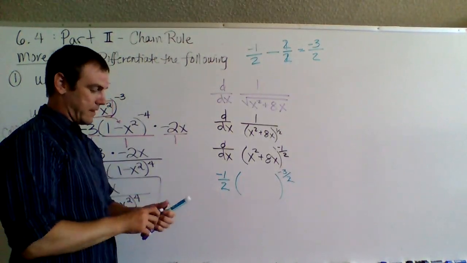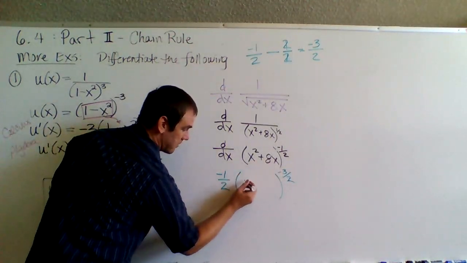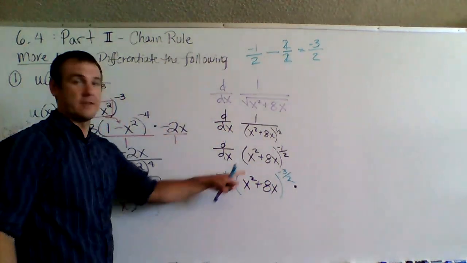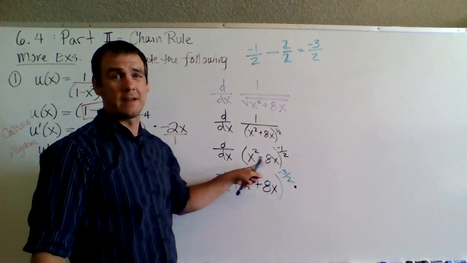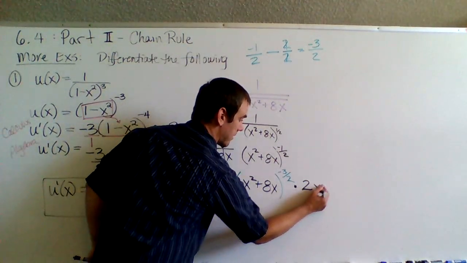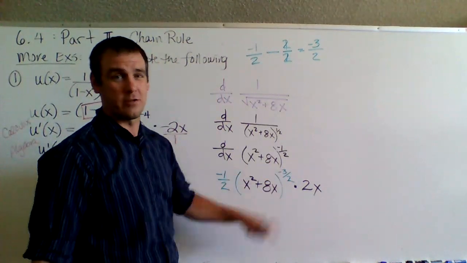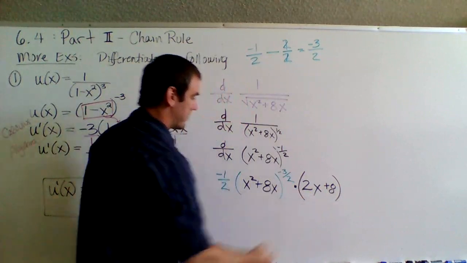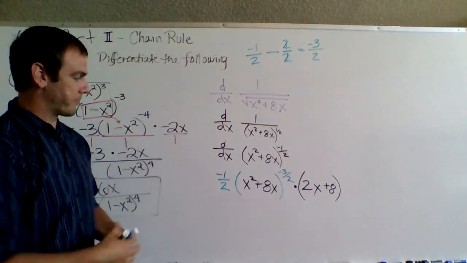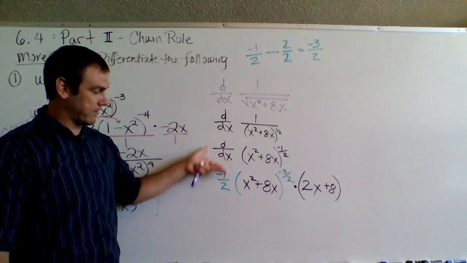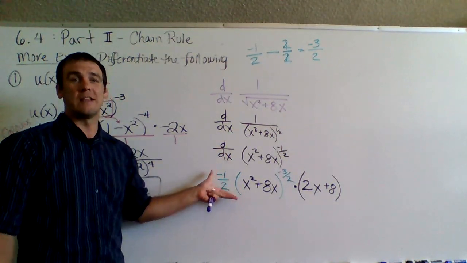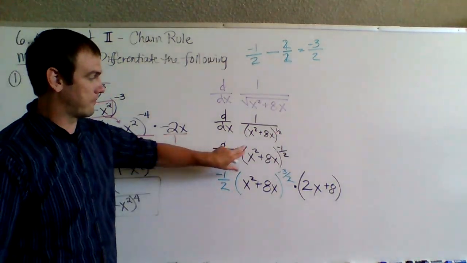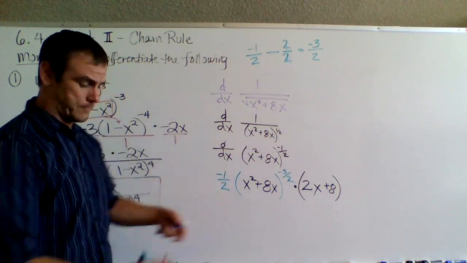Okay, so like I said, our inside is then going to stay the same. So we copy that part down, times the derivative of the inside. The derivative of x squared is going to be 2x. The derivative of 8x is just going to be 8. So plus 8. Remember your parentheses. Then we're just going to try to clean it up. Like one more time here, this is where I took the derivative. I don't write d dx anymore. I'm all done with it. Here I took the derivative with respect to x and got this.